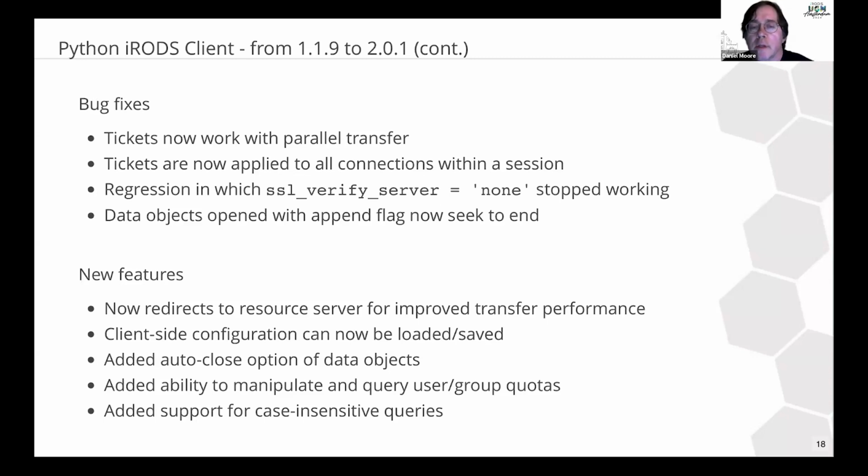New features involve the use of that API we mentioned, get resource info for operations, so that now with a get or a put of a data object, you can go directly to the machine hosting the resource that hosts the data object or will host the data object, so you don't always have to transfer through the connected server, and it's more efficient.